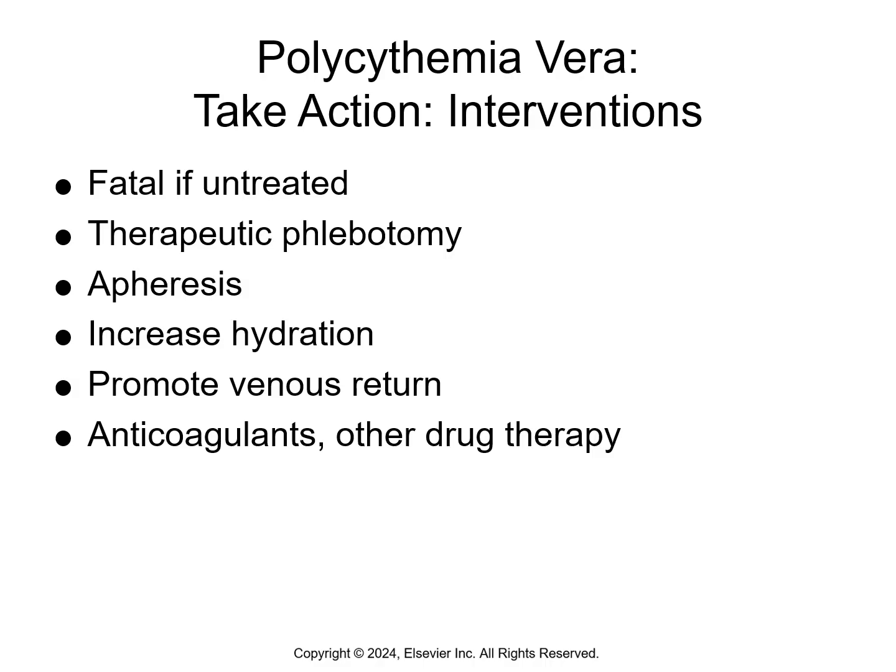Therapeutic phlebotomy may be used. This is really the main treatment they use to remove the blood to reduce the thickness. Apheresis is a similar concept, removing specific blood components. Hydration is essential because it dilutes the blood volume and decreases clot risk. Promote venous return, like walking, leg exercises, and avoid prolonged sitting. And then drug therapy would be anticoagulants and other medications depending on the severity. In polycythemia vera, hydration is a safety intervention.